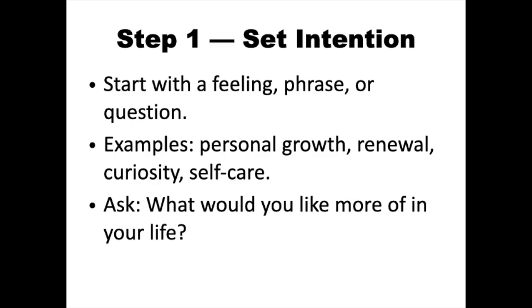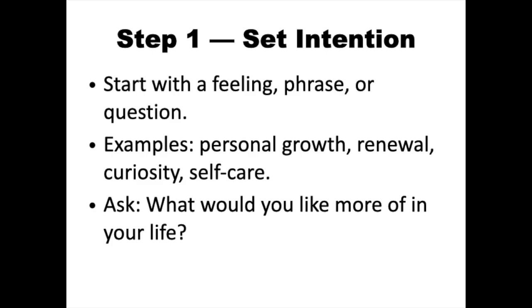First, you'll set an intention and choose a theme. I teach a lot of art journaling courses that help people live more fully and use their creativity, so I want to create an image that has an essence of personal growth. I suggest you also start by naming a clear intention for the image you want to produce. Go for a feeling, a phrase, or a question. For example, personal growth, self-care, renewal, curiosity, or what would I like to have more of? What would I like to grow in my life? And this will focus your prompts and your composition choices.